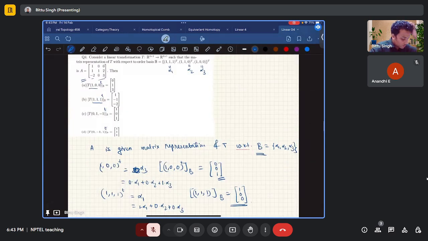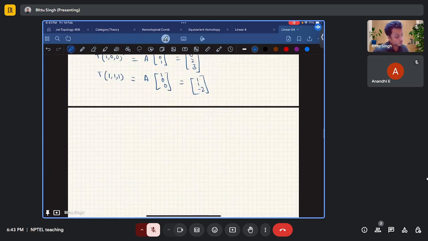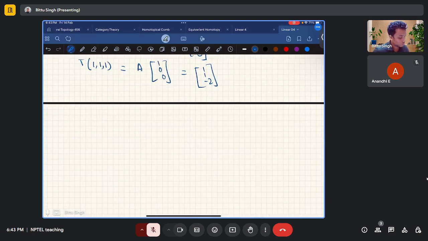Now we need to see what is the value of T when it is applied on 0 1 minus 1. So simply what we can do, we can write 0 1 minus 1 in terms of alpha 1, alpha 2, alpha 3. That is, we need to find the coordinate of 0 1 minus 1 with respect to B.